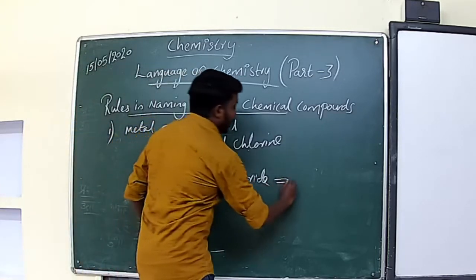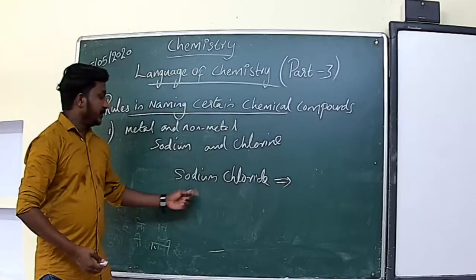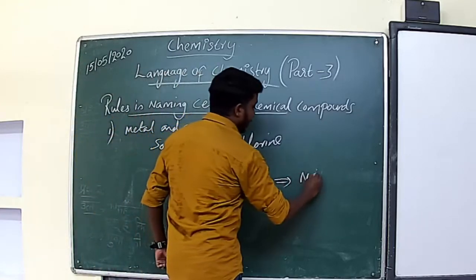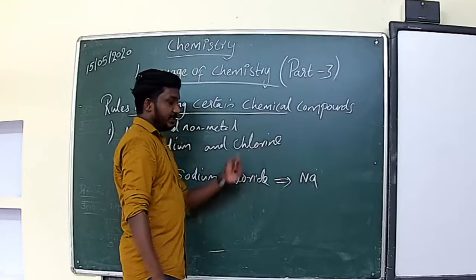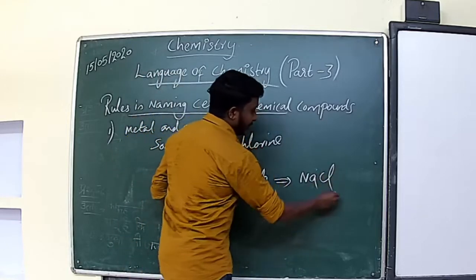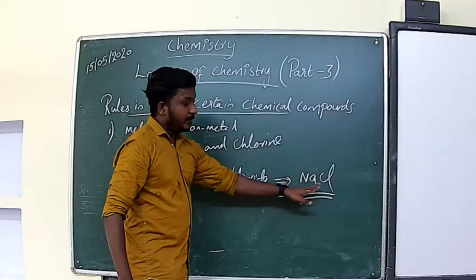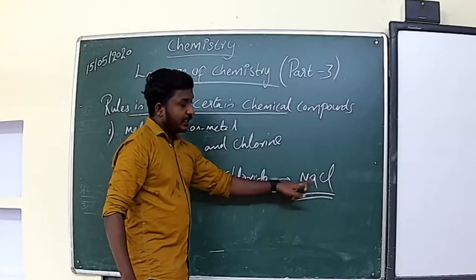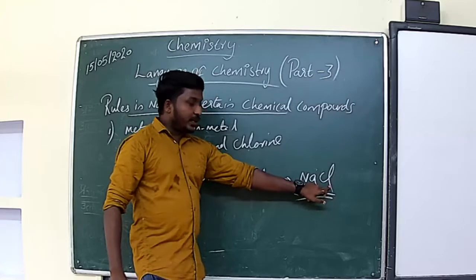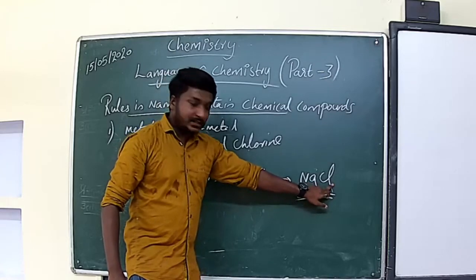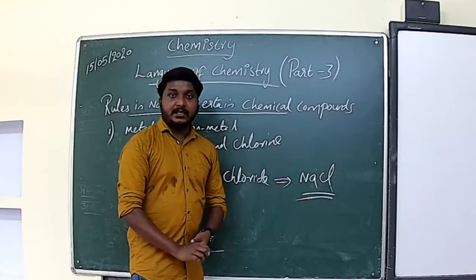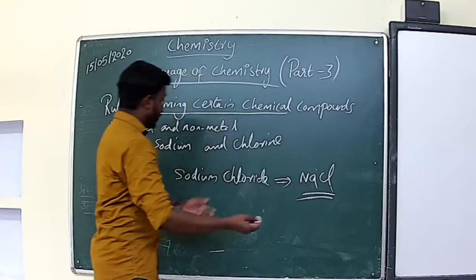We know the symbol of sodium, last class we have discussed. Sodium symbol is Na and chlorine symbol is Cl. Right. So naming how? Sodium chloride. We will not say sodium chlorine. We will say sodium chloride because chlorine is a non-metal. Non-metal will suffix with IDE. Clear all of you?